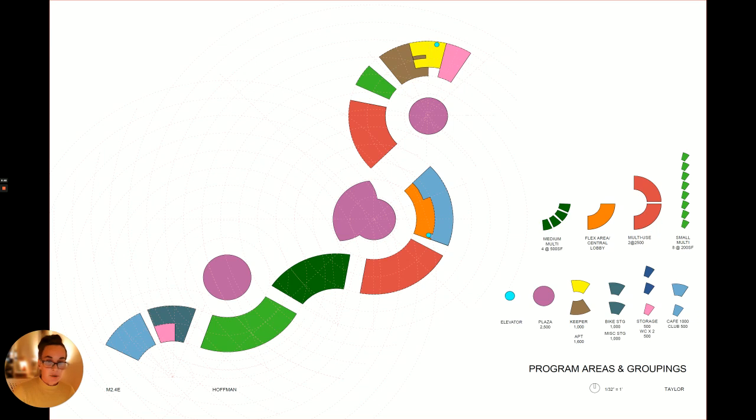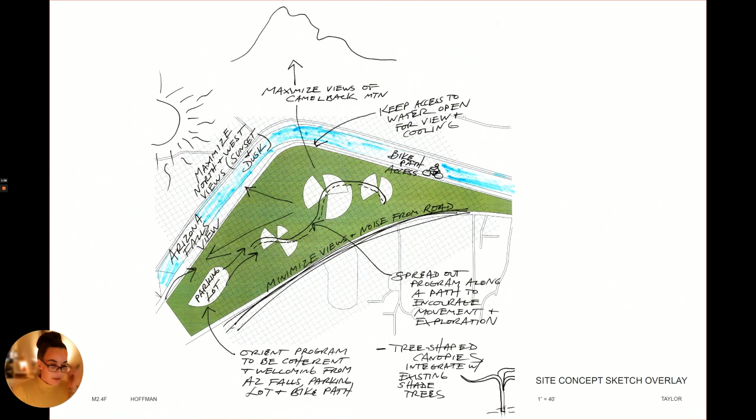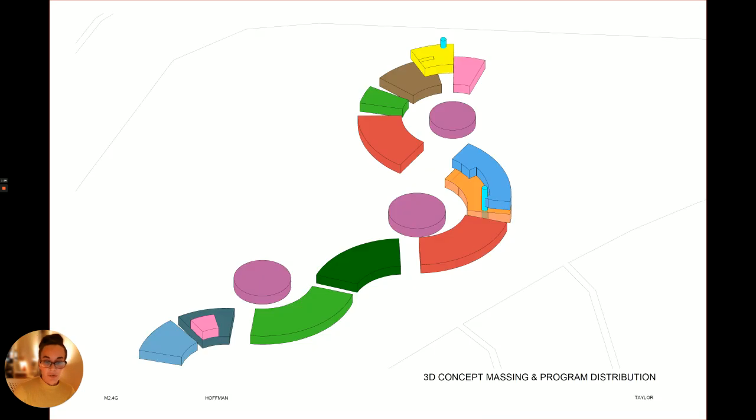Here's my program area grouping and the grid that the layout was based on, and the size of the use space. My concept was to minimize views and noise from the road, and maximize interaction with the canal, the bike path that runs along it, the sunset views to the west, and the Camelback Mountain views to the north.